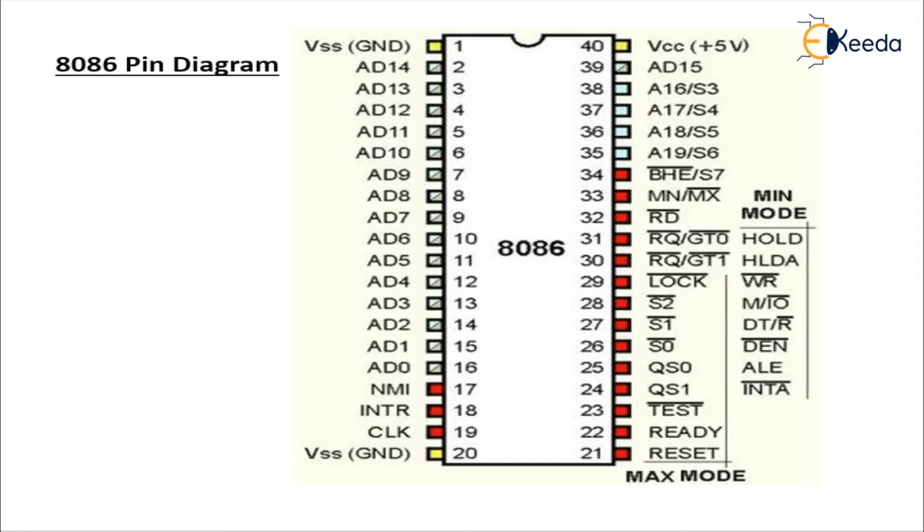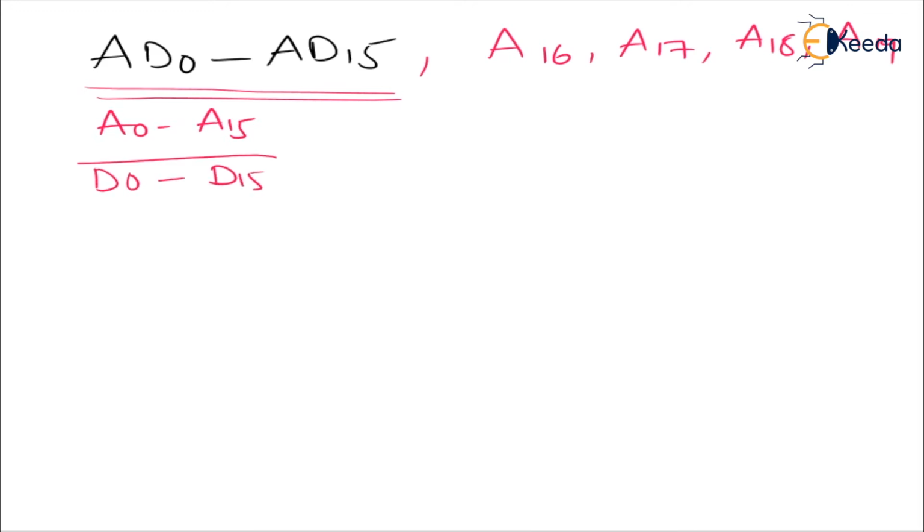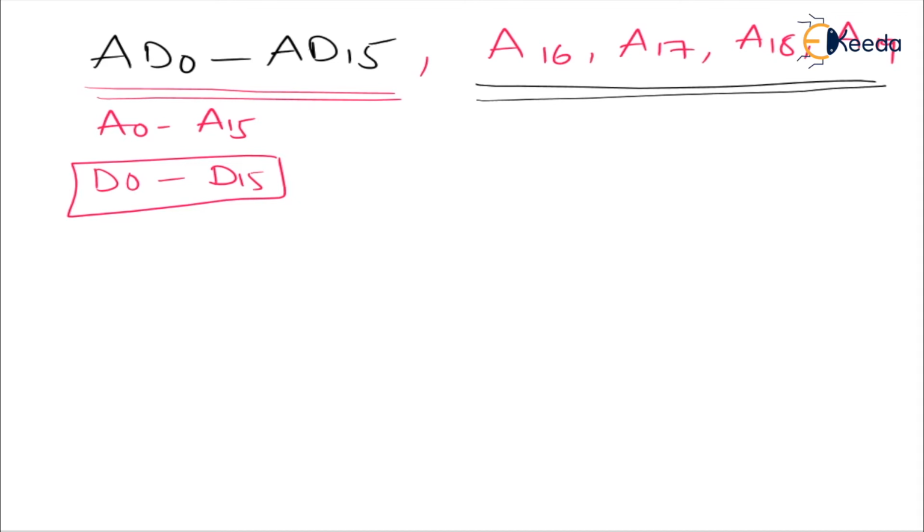So far we have discussed AD0 to AD15, and A16, A17, A18 and A19. AD0 to AD15 are multiplexed pins, carrying both address and data. The addresses are A0 to A15 and the data is D0 to D15. This is the data bus, and these are called multiplexed pins. The remaining A16 to A19 are also address bus.